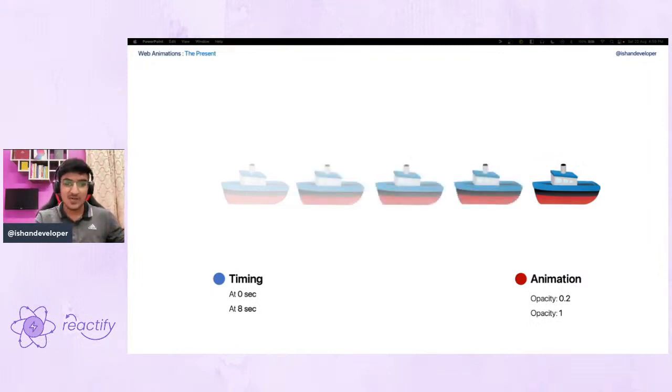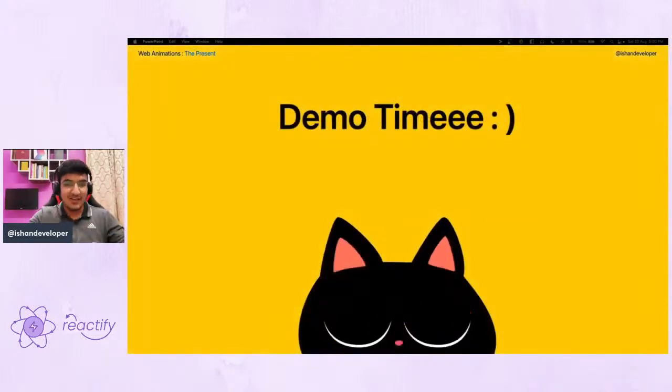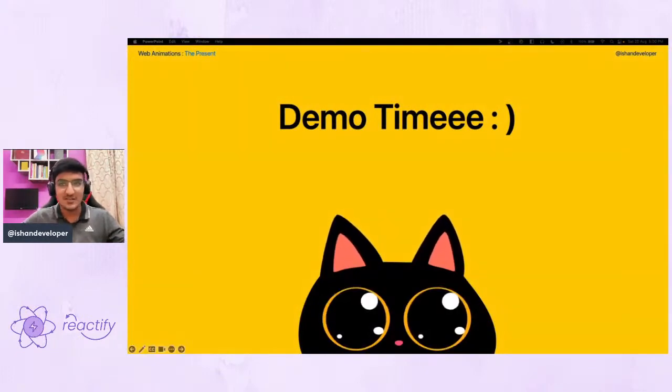Now our browsers are smart enough that they only need the start and end state, and they generate all the frames in between. These two frames that we defined in the beginning and at the end are called keyframes because that is where you're defining the state. Now I can't wait to jump into the editor and show you some cool stuff.